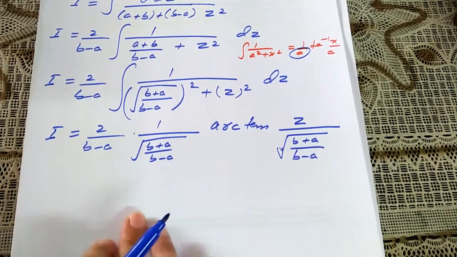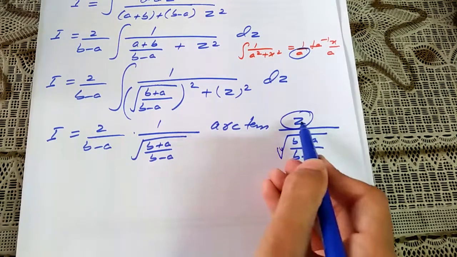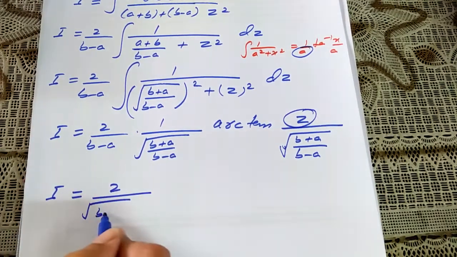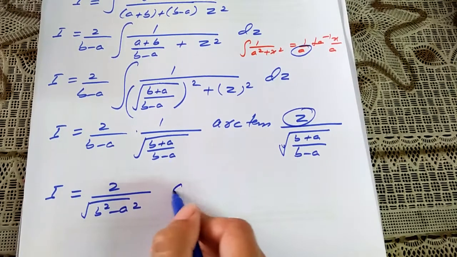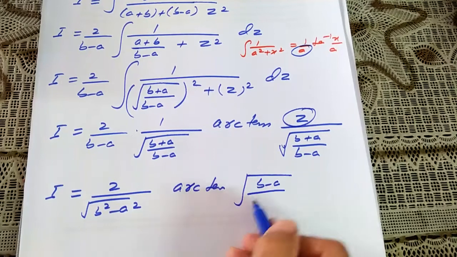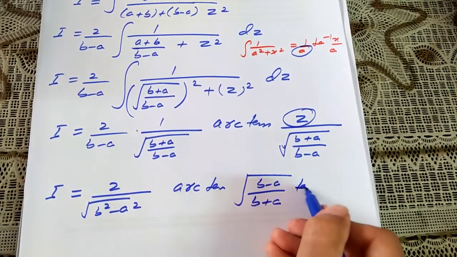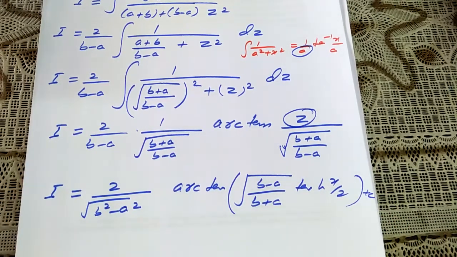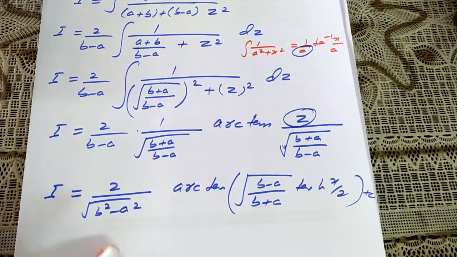Now after simplification and substituting the value of z back, I will get I is equals to 2 over b square minus a square arc tangent under root b minus a over b plus a tangent hyperbolic x by 2. So plus constant of integration. So this is the answer for our question number 14.